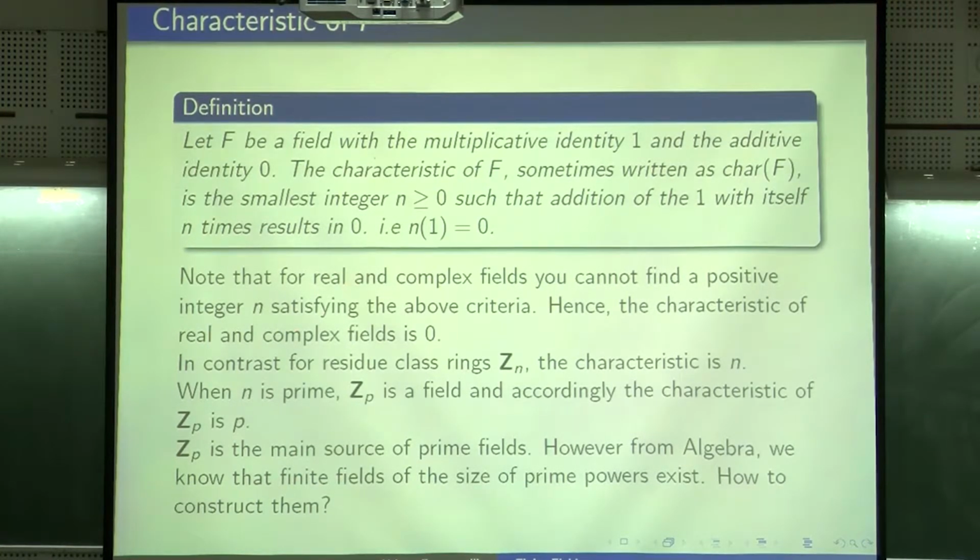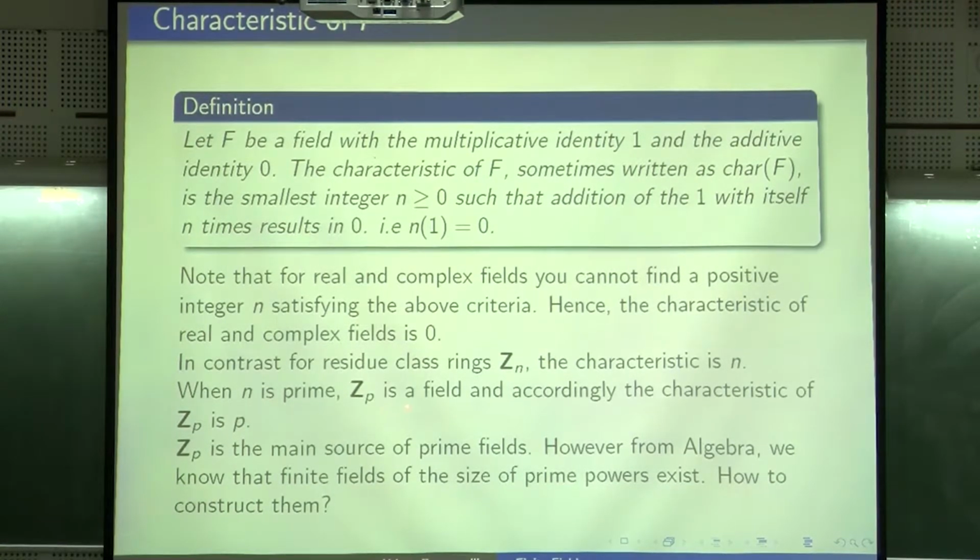Note that for real and complex numbers you cannot find a positive integer n satisfying the above criteria, hence the characteristic of the reals is 0. In contrast, for the residue class of integers modulo n, the characteristic is n, okay. When n is a prime number, it is a field and the characteristic is p. So Zp is actually the main source of prime fields.